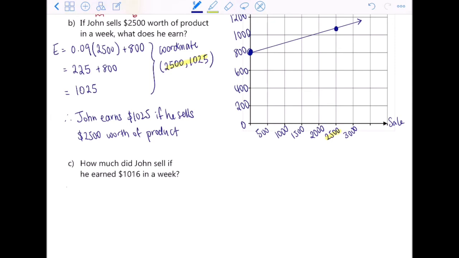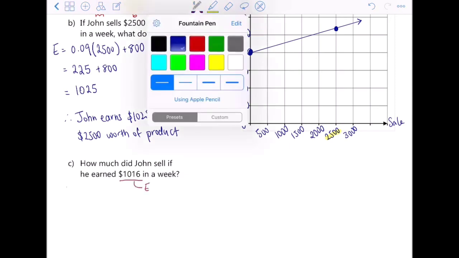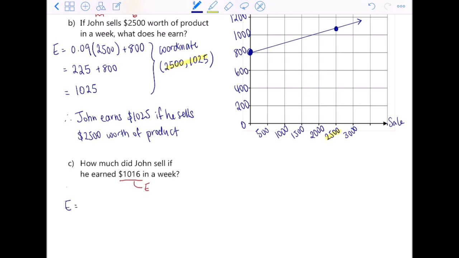Part C is quite similar to part B. How much did John sell if he earned $1,016 in a week? So this time, this value we're given is earning, E. So using the general equation from previous sections, E equals 0.09 S plus 800, we're going to input that E value here. And we're going to isolate S.